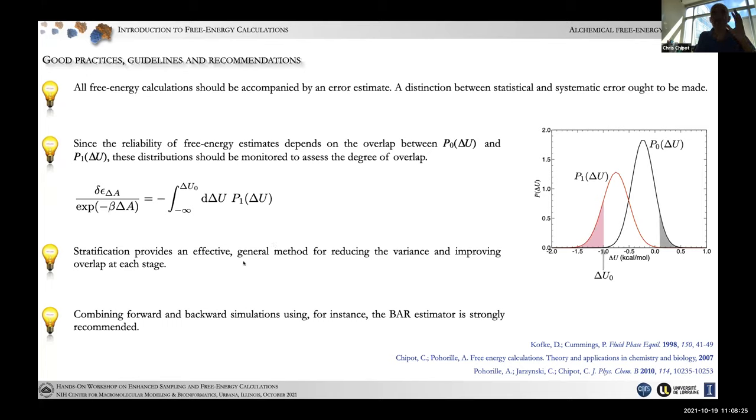Some people use stratification. It is definitely something that you need to do, and you've seen that if you don't do it, you have a high risk of getting a poor estimate, with huge errors. So stratification is a good way to reduce the variance and improve the overlap between distributions at every step. So you have to do it. And of course, combining forward and backward simulations is good because it gives you an idea of the degree of overlap, but also you can plug these intermediate simulations into the BAR estimator and get a better estimate than the simple FEP estimate.